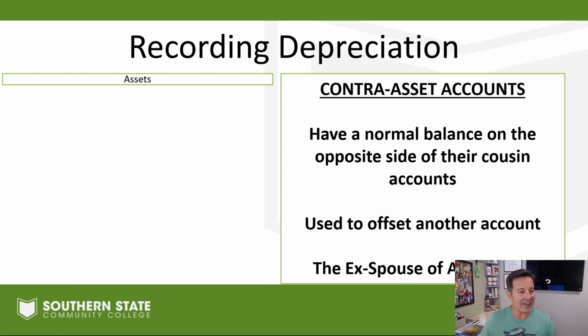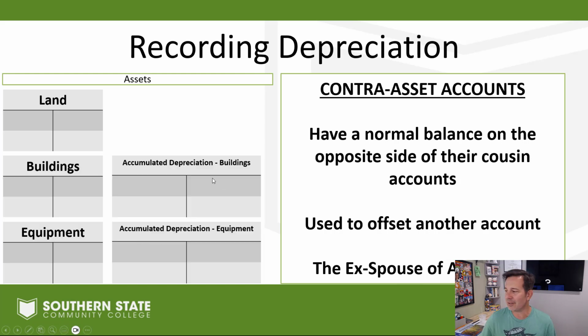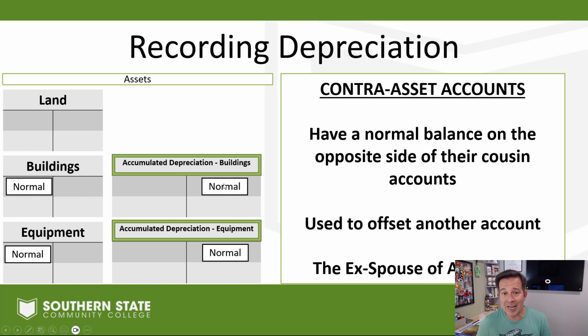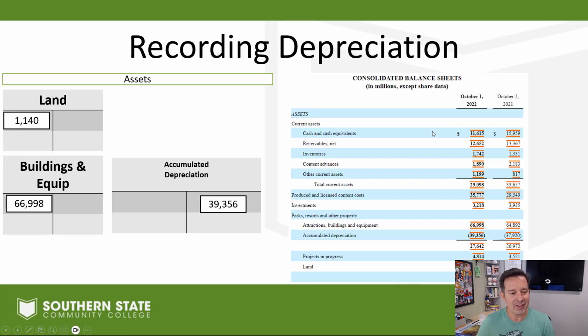And so what I mean by that is if we look at these accumulated accounts, they bring down their cousin account when you net them together. All right, let me show you how that works. Normal balance would be on the debit side of buildings and equipment. Normal balance is on the credit side of accumulated depreciation. We net the two together. Bring Disney back into the fold here. At Disney, you can see we have land, $1.1 billion. There's that buildings and equipment, $66.9 billion, and the accumulated depreciation. I've literally just taken the information and plugged them into the accounts.